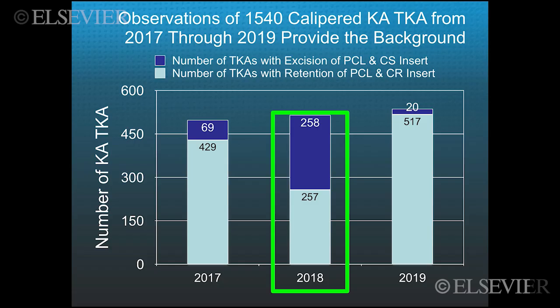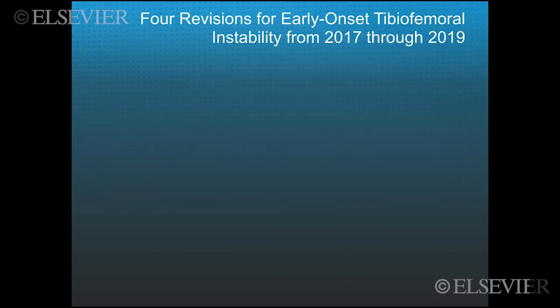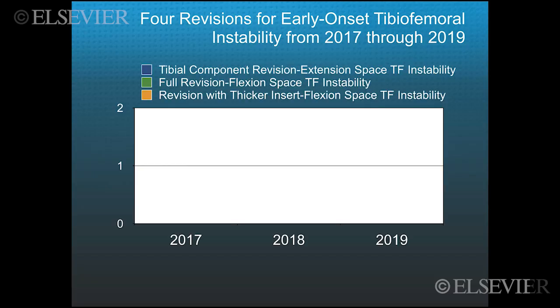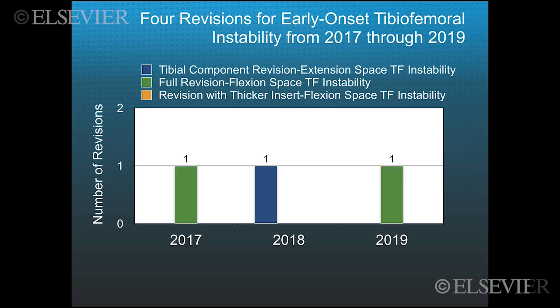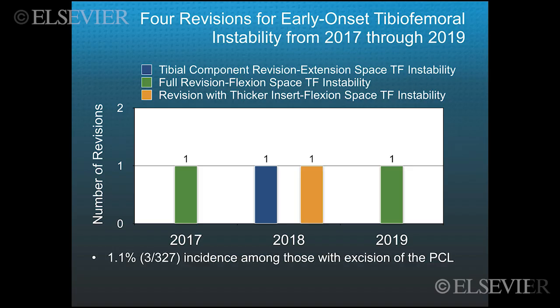It is this group here in 2018 where we used a lot of total knees with excision of the PCL. If we look at this time period, we had 4 revisions for early onset tibiofemoral instability. You can see the x-axis here has 0, 1, and 2. That's the number of revisions per year. We had one in 2018 where we had a tibial component revision from an extension space tibiofemoral instability. And then we had one in 2017 and 19 with full revision for flexion space tibiofemoral instability. And then we had in 2018 a revision with a thicker insert.